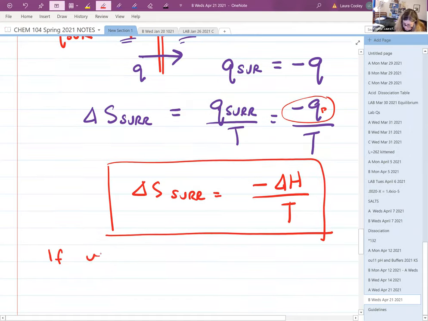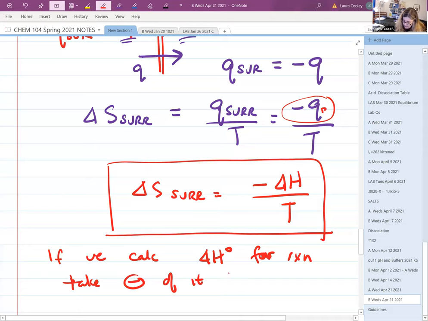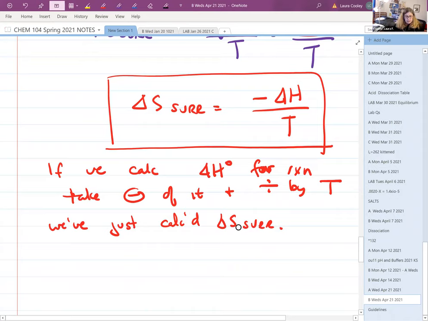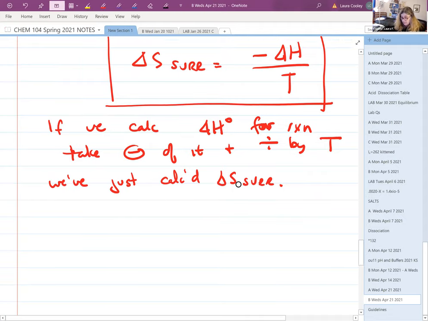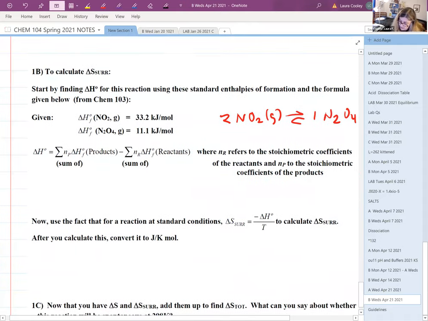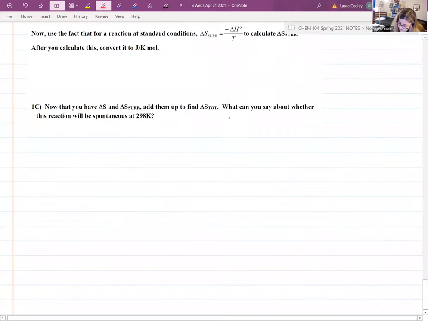So now we have a real legitimate formula that we can use. If we calculate the delta H for the reaction, take the negative of it, and divide by the temperature, we've just calculated delta S surroundings. It's really hard to say, but relatively easy to do. So I want to just finish that example with you. Where's the rest of this example? It's right here, good. Except that I can't get rid of this thing. I don't know why.